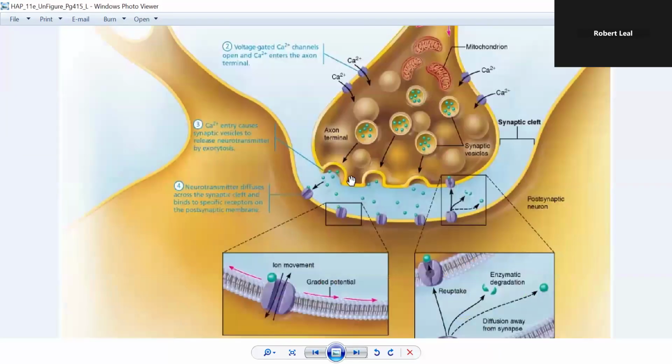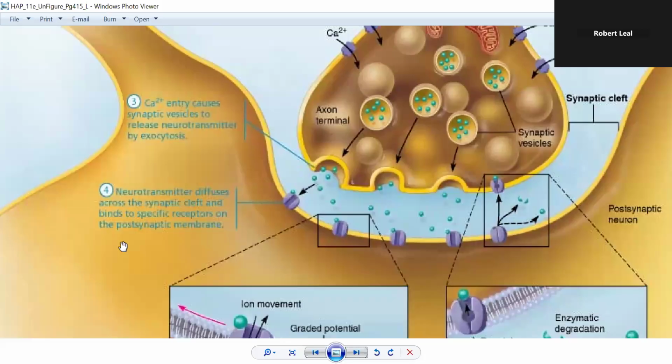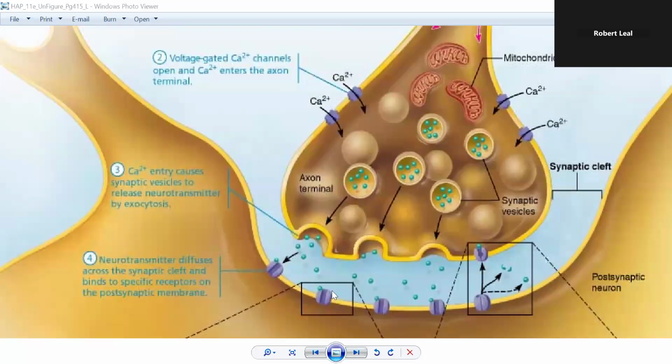Let me magnify here and get the pen out. Calcium, we need calcium. As calcium comes in, it guides these vesicles. These vesicles are called synaptic vesicles. These are the vesicles that contain the neurotransmitter. So calcium guides the vesicle to fuse its membrane into the membrane of the axon terminal. Once the vesicle's membrane fuses with the axon terminal, that causes the neurotransmitter to be released.